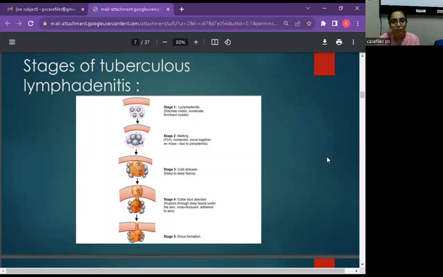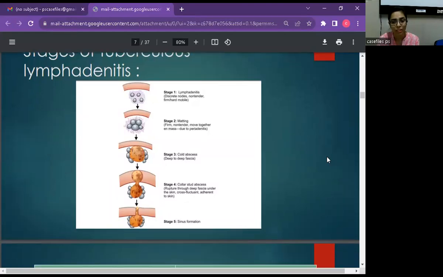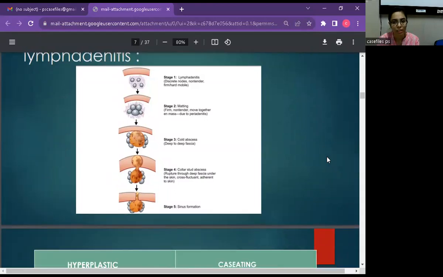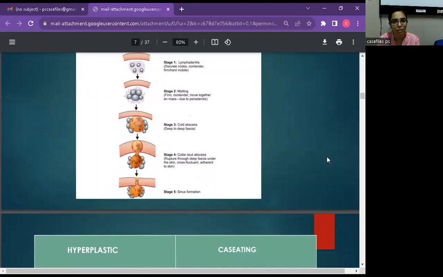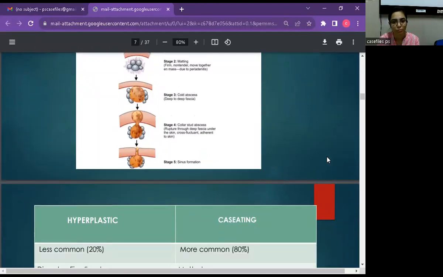forms when there is increase of necrosis and more caseation formation. Then further there is formation of collar-stud abscess, which forms when there is rupture of the deep fascia under the skin, but there is no perforation of the skin. When there is skin involvement, there is sinus formation and the necrotic and caseating material comes out.